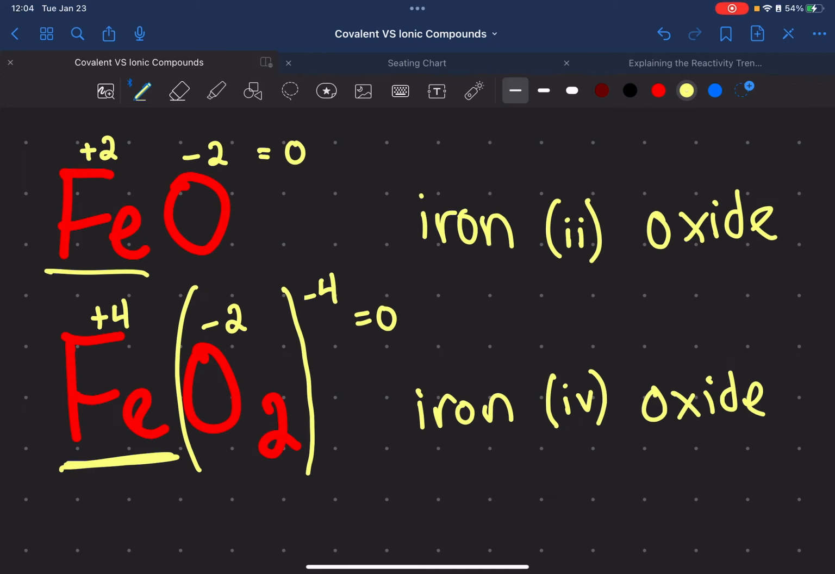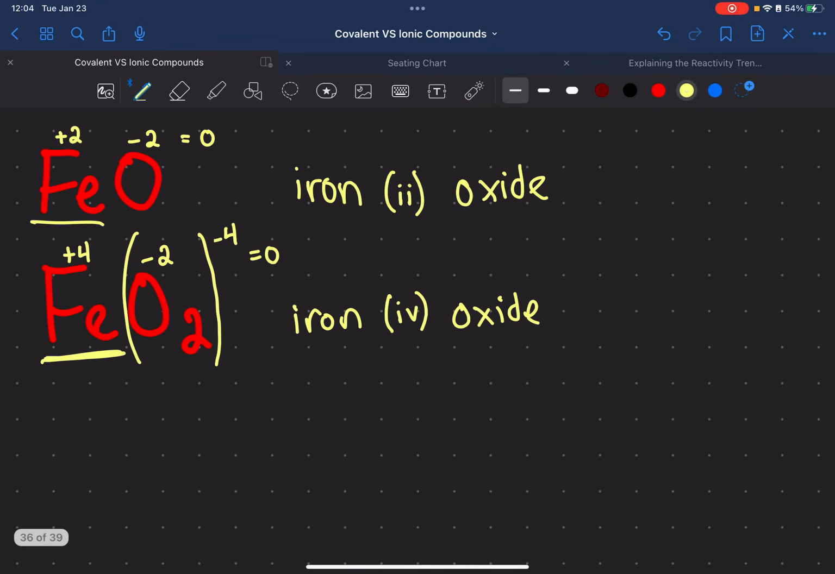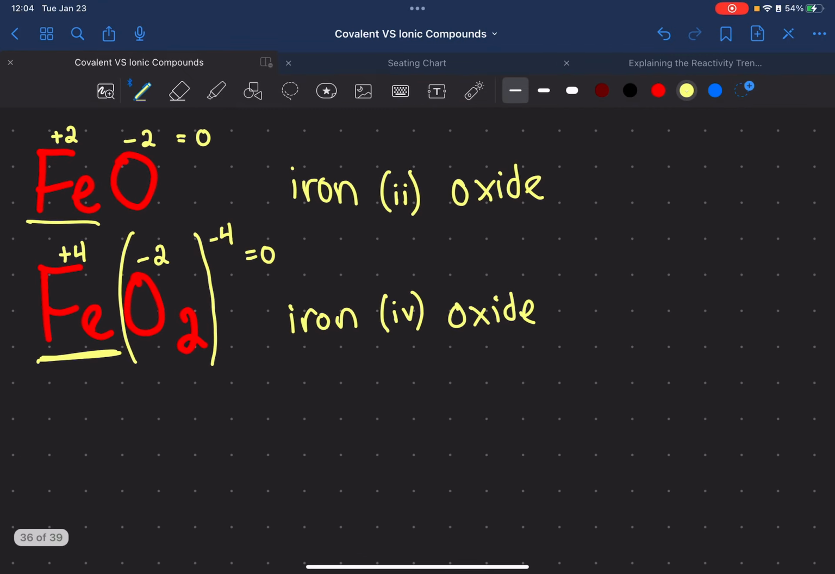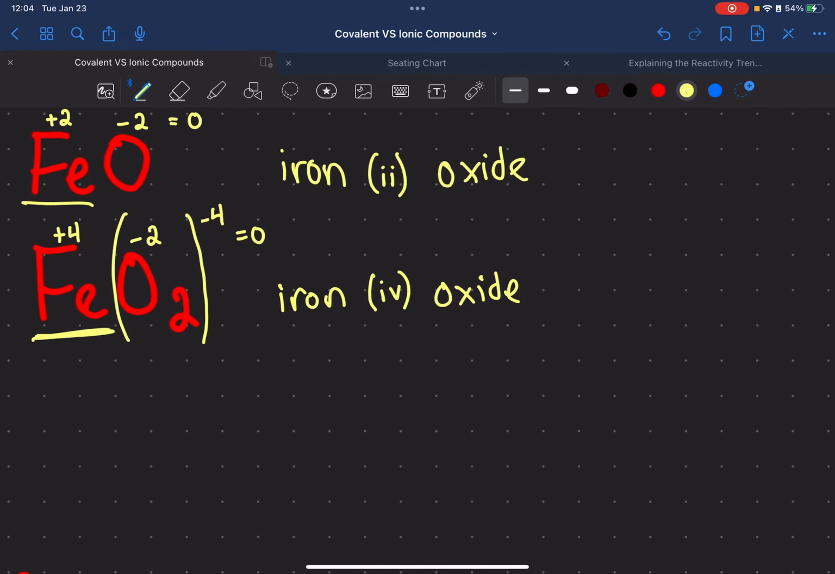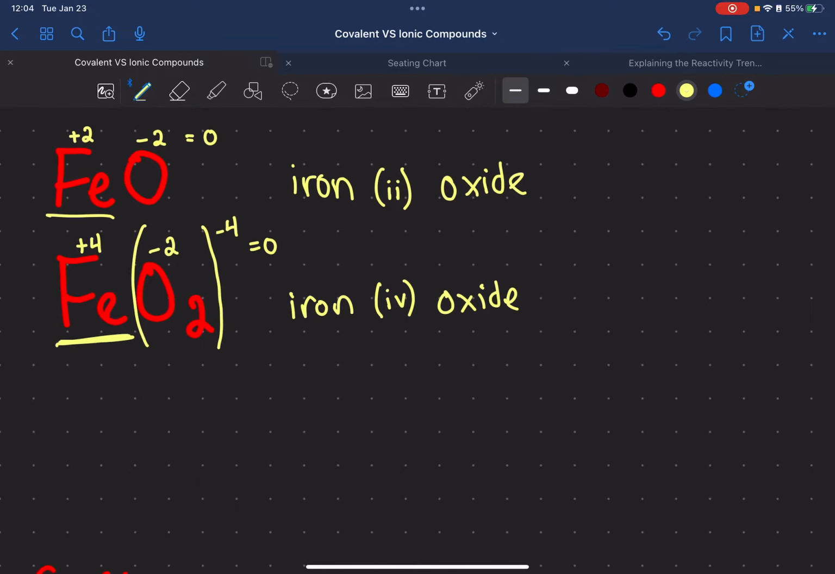And 4 in Roman numerals, if you don't know, is IV. You will have to know Roman numerals up to 6, but not higher than that, because we don't really get ions with great big charges like that. It pretty much stops at 6, at least in this class. So that is our iron oxides.